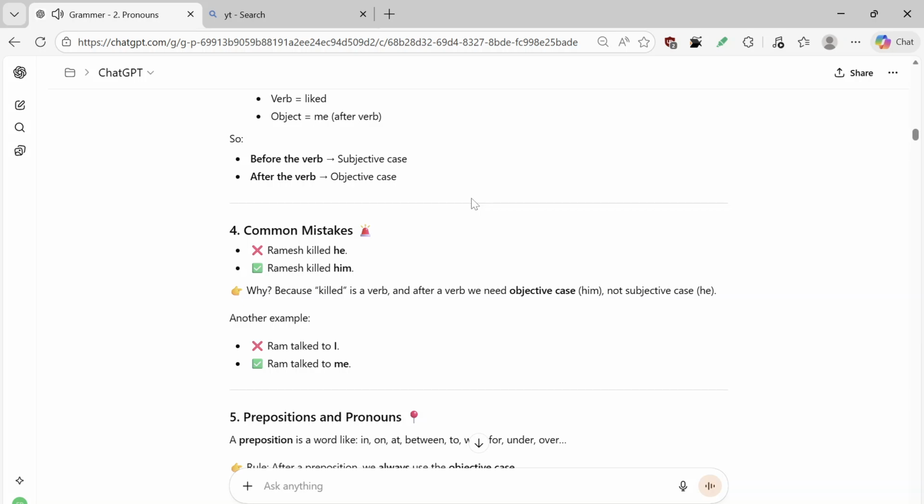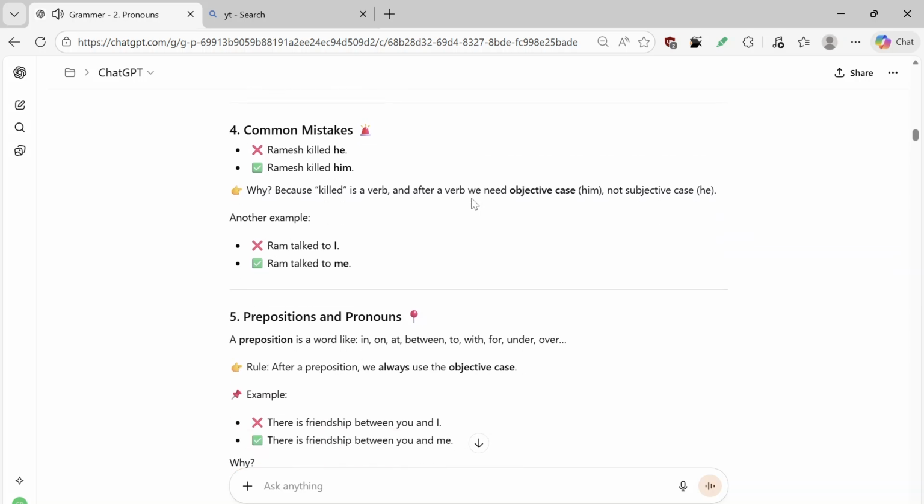Common mistakes. Ramesh killed he. Ramesh killed him. Why? Because killed is a verb, and after a verb we need objective case, him, not subjective case, he. Another example: Ram talked to I. Ram talked to me.